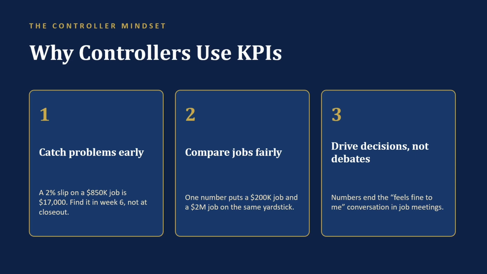Second, comparing performance across jobs. A KPI puts a $200,000 job and a $2 million job on the same yardstick, so you can see which one is actually performing. And third, KPIs drive decisions instead of debates. When the number is on the table, the "it feels fine to me" conversation in the job meeting is over.